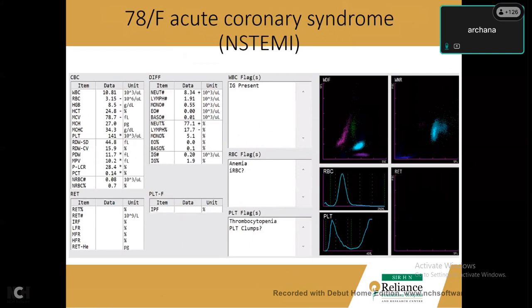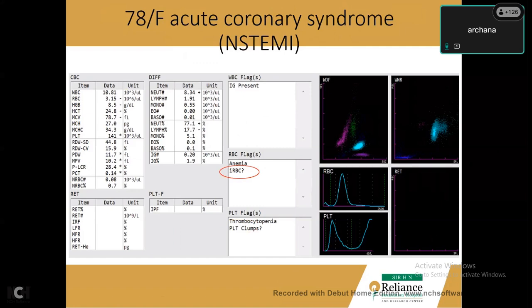So under regular circumstances, this would not even require a peripheral smear, and the report could just go. Bearing in mind just one very important factor: don't miss looking at the flags. The flag is showing you a parasitic flag. So IRBC is a parasitic flag.